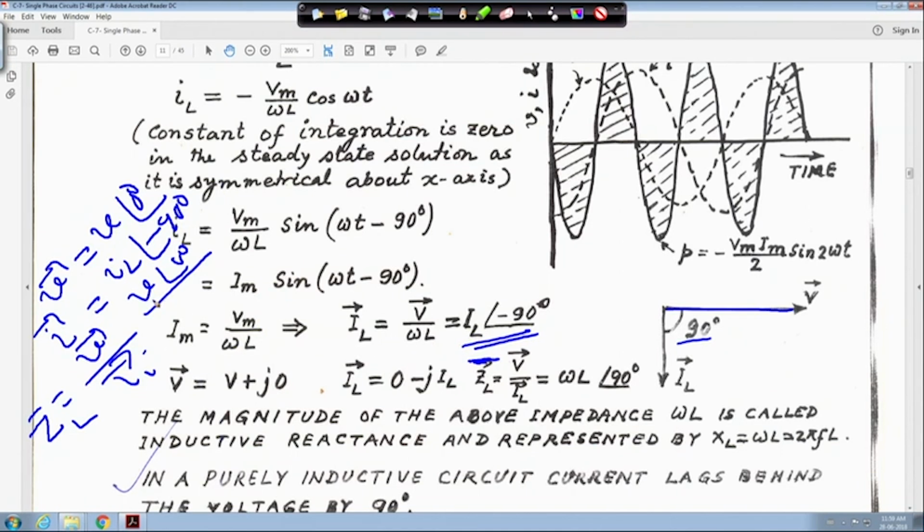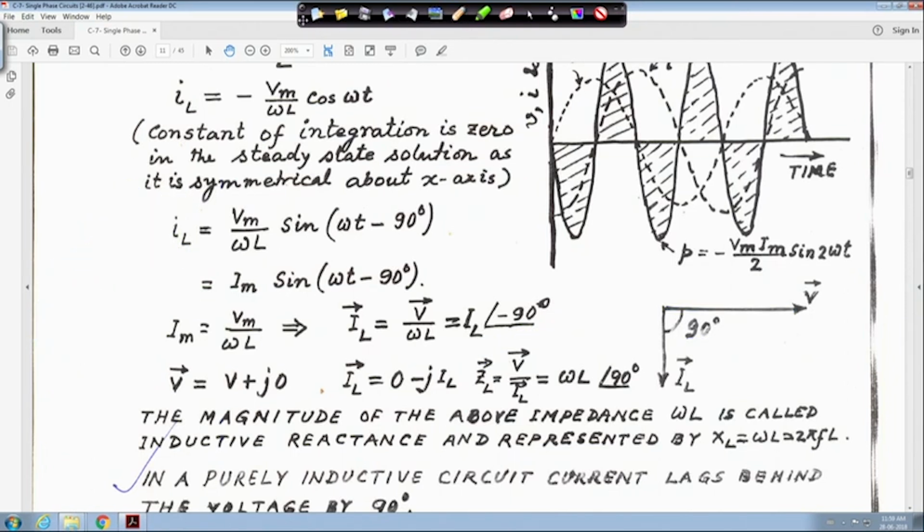Vm by root 2, this is the RMS value, and the angle is minus 90 degrees. Let me clear it, otherwise it is becoming clumsy. So here I am writing V phasor divided by I phasor, that is ZL, is equal to V RMS divided by IL angle minus 90 degrees.